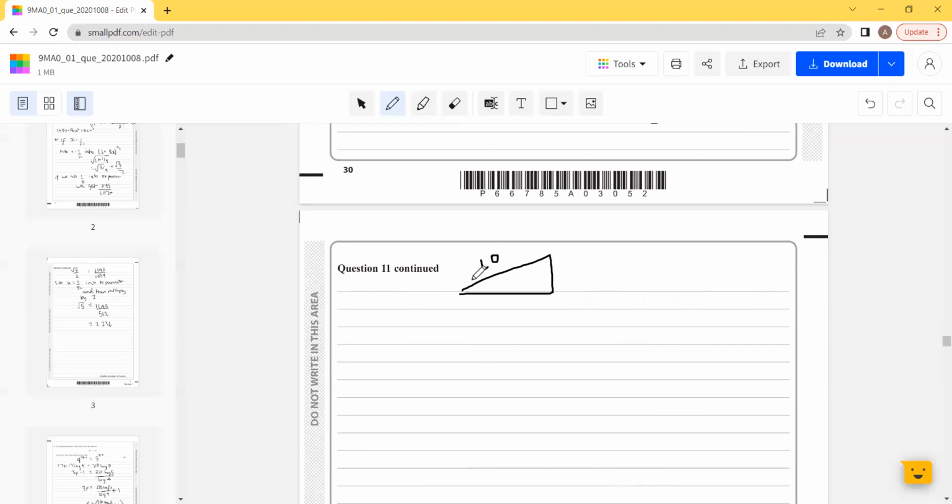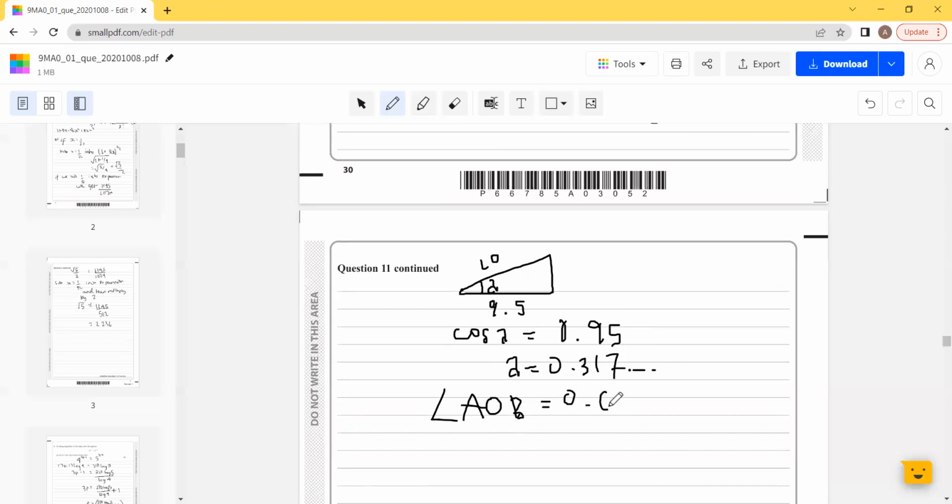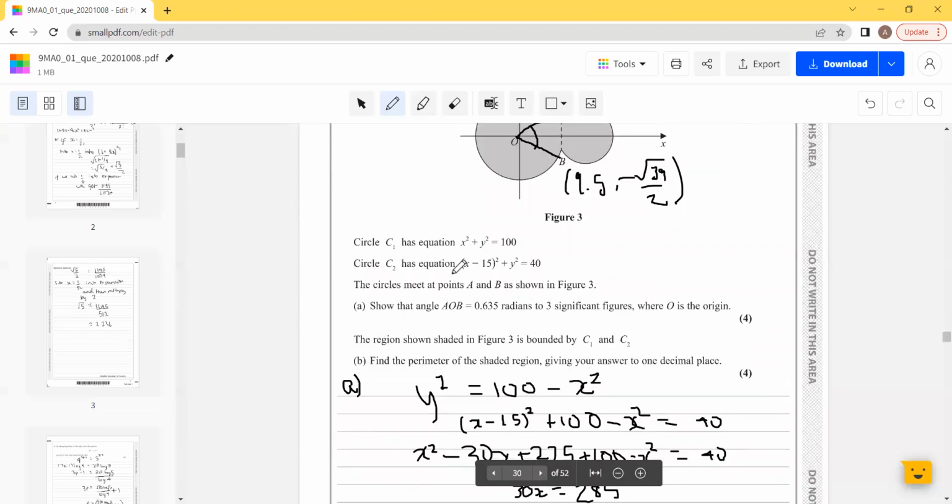So I have the angle is unknown, and I have 9.5. I'm going to call this alpha. So I'm going to say that cos alpha is 0.95 because 9.5 of 10. So alpha is 0.317... So therefore angle AOB must be 2 times that. So it's 0.635, which is what we wanted. Okay, that's what we wanted.